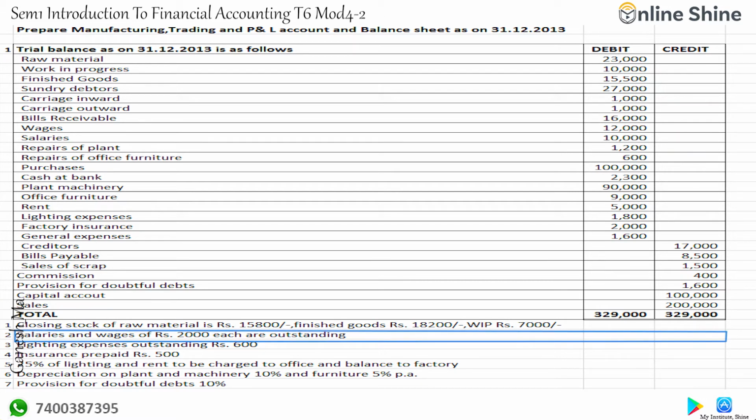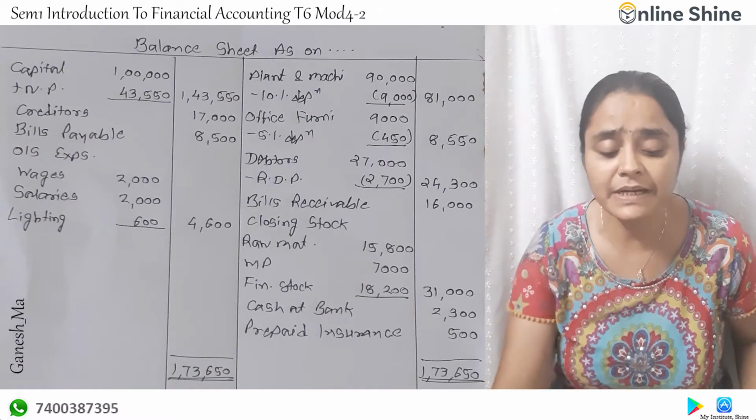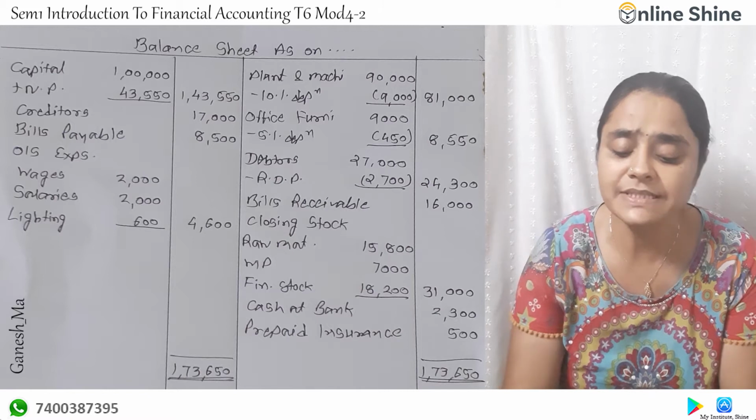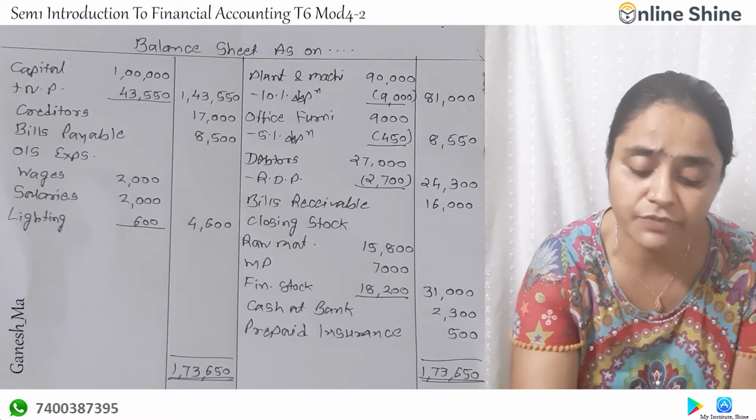What it says: salaries of rupees 2,000 and wages of rupees 2,000 were paid in January 2014. These salaries and wages of 2,000 are pertaining to December month. But I didn't pay in December, I paid in the next month, and I'm closing my books of accounts on December. So there is some outstanding expenses. Now this is my liability. So my liability will come in my balance sheet liability side. You can see over here in outstanding expenses, I'll mention salaries of rupees 2,000 and wages of rupees 2,000.